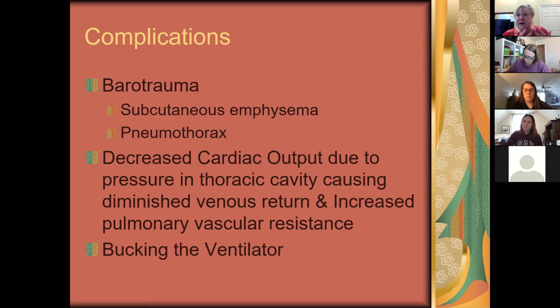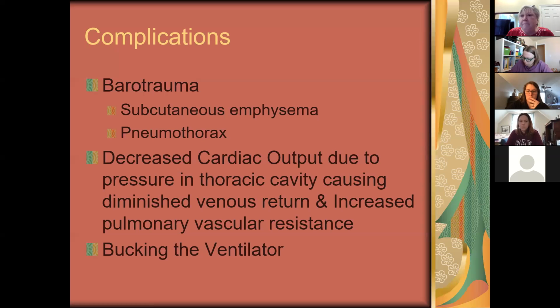Air wants out. Air wants to go from higher concentration to a lower concentration. If air is kept in your lungs all the time, it will try to move through the tissues to get out to the atmosphere. So sometimes people that are on PEEP for a long time get that Rice Krispies under their skin because it's trying to move out. Not common, but it is a possible complication, right?